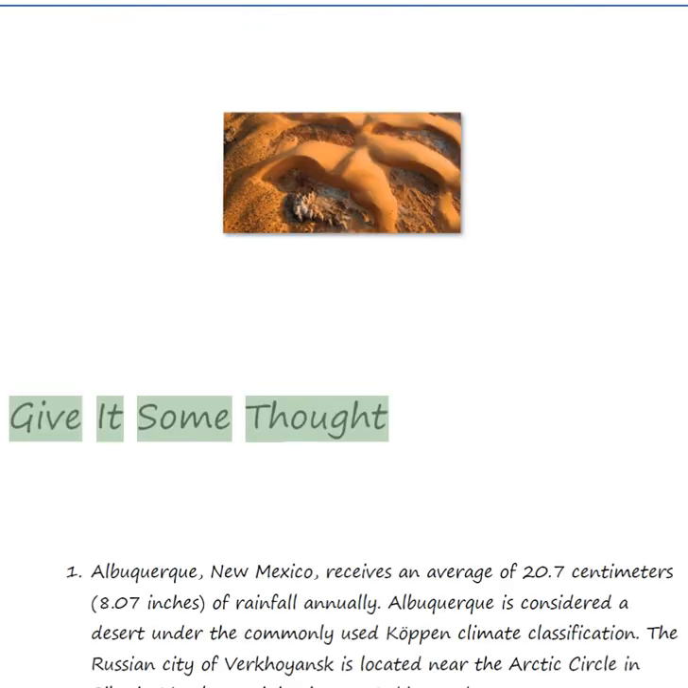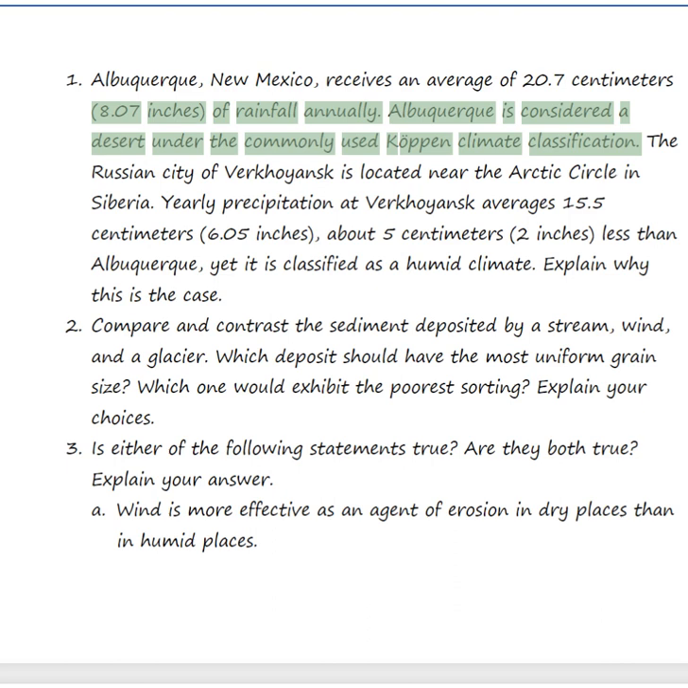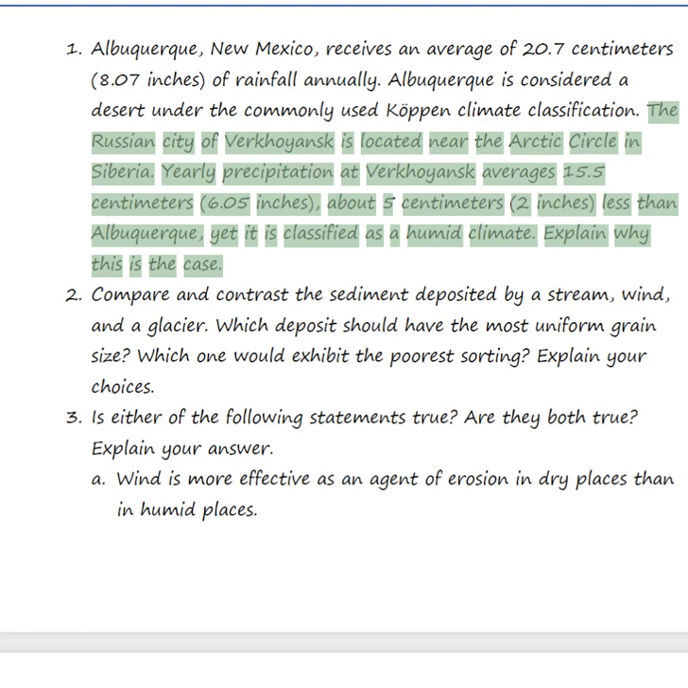Give it some thought. 1. Albuquerque, New Mexico, receives an average of 20.7 centimeters of rainfall annually. Albuquerque is considered a desert under the commonly used Köppen climate classification. The Russian city of Verkhoyansk is located near the Arctic Circle in Siberia. Yearly precipitation at Verkhoyansk averages 15.5 centimeters, about 5 centimeters less than Albuquerque, yet it is classified as a humid climate. Explain why this is the case.